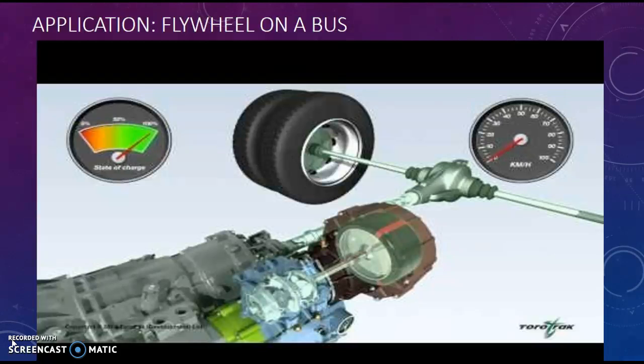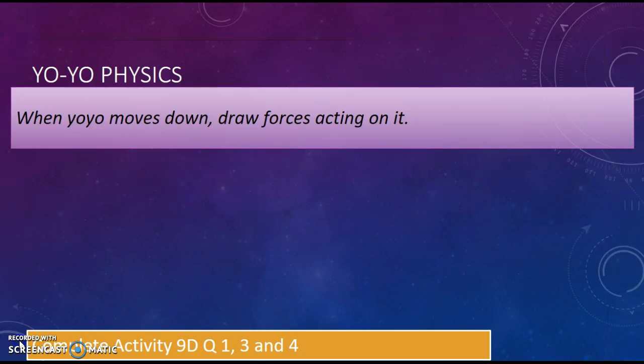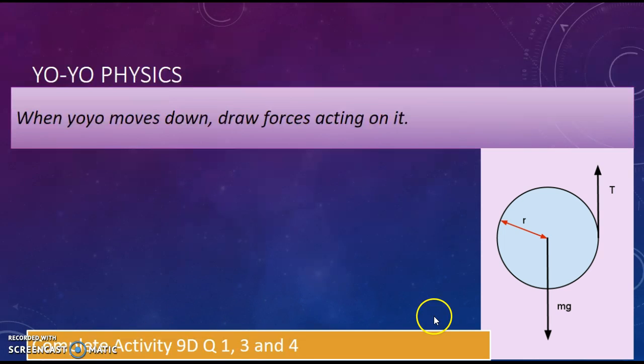Another application we will look at in class is the flywheel on a bus, and how these flywheels actually store energy, rotational kinetic energy. And another application, the final one, is a yo-yo. So let's have a look at a yo-yo when it's moving down. So this is the string, the tension in the string on the right, and there's a weight force acting through the center of the yo-yo. R is simply the radius to the edge.